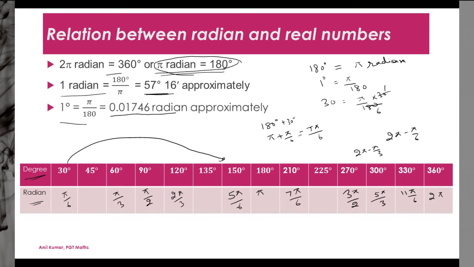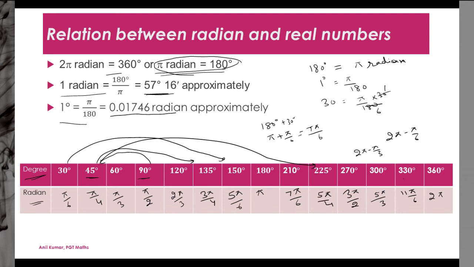Because pi by 3 is 60, 5 pi by 3 is 300. So remaining are in the multiples of 45 degree. As we know 90 is pi by 2, then 45 will become half of that, pi by 4. So half of 90, pi by 4. 135 is 3 times 45 degree, that is 3 pi by 4. And 225 is 5 times 45 degree, so 5 pi by 4.